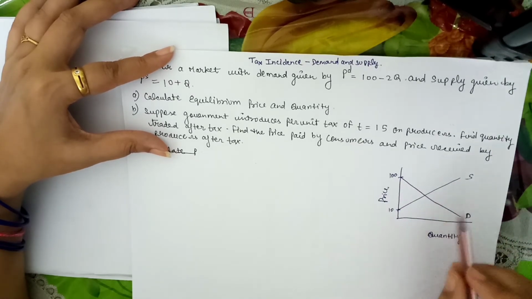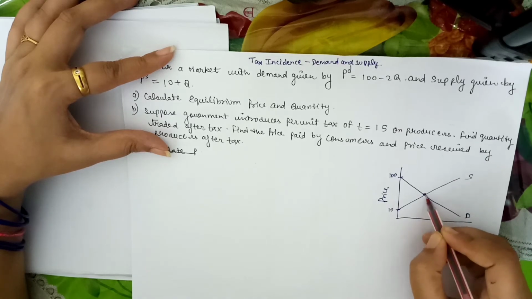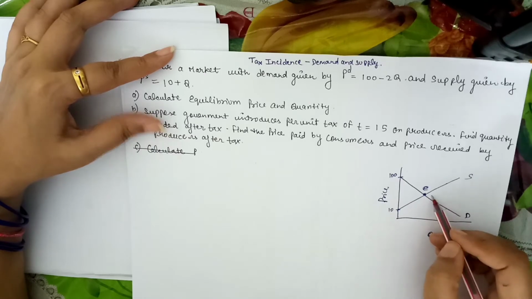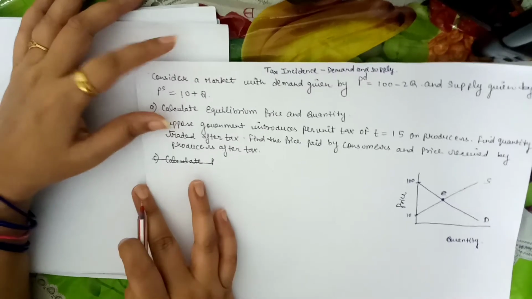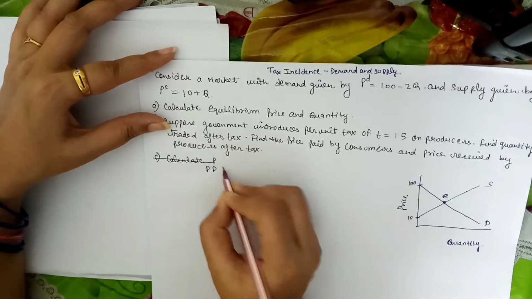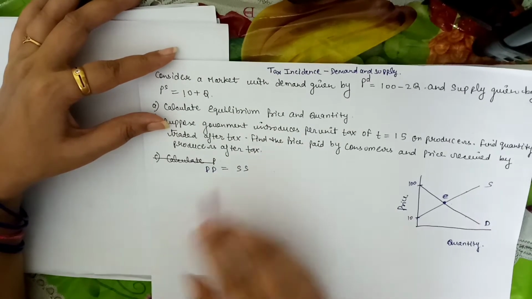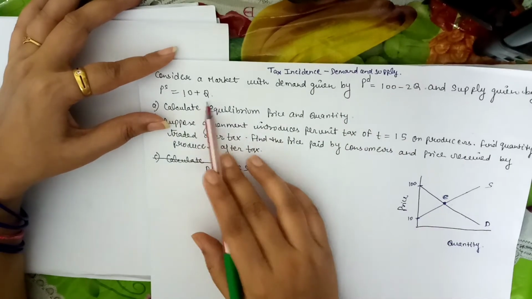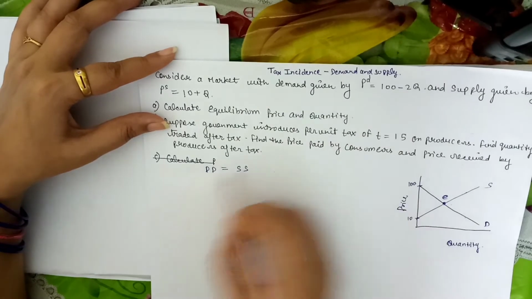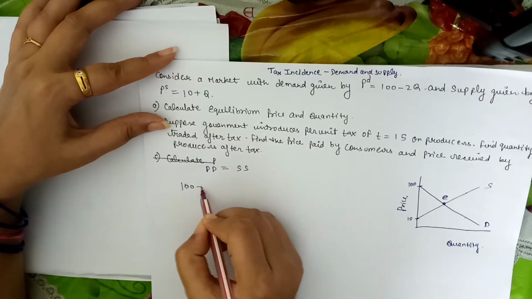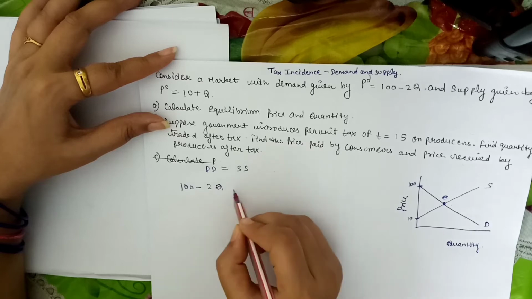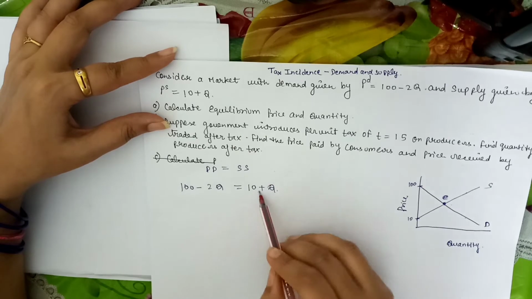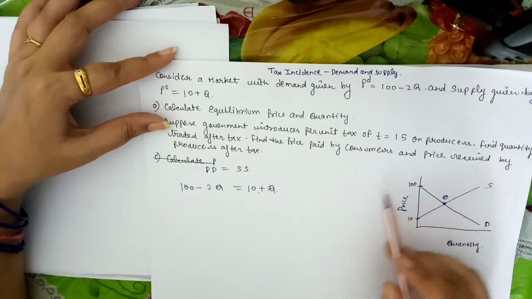Now here we have seen that this is the equilibrium where demand is intersecting the supply. So now to solve this question we will write demand equals supply, and we know that this is the demand and this is the supply. So we will equate these two equations. For demand it is 100 minus 2q equals 10 plus q. So this is the intersecting point which in the graph we can see like this.